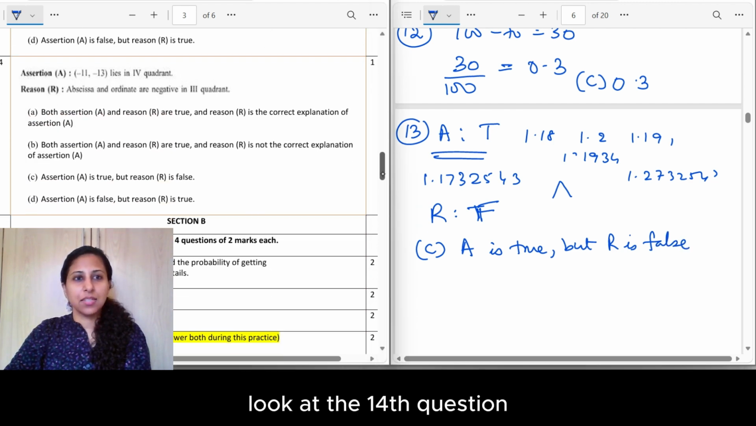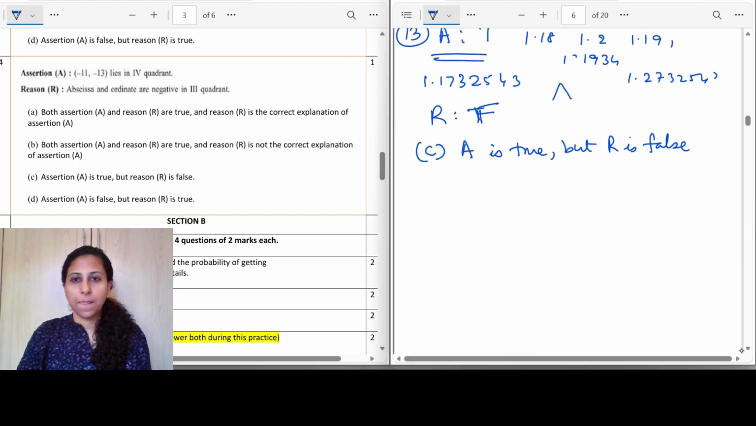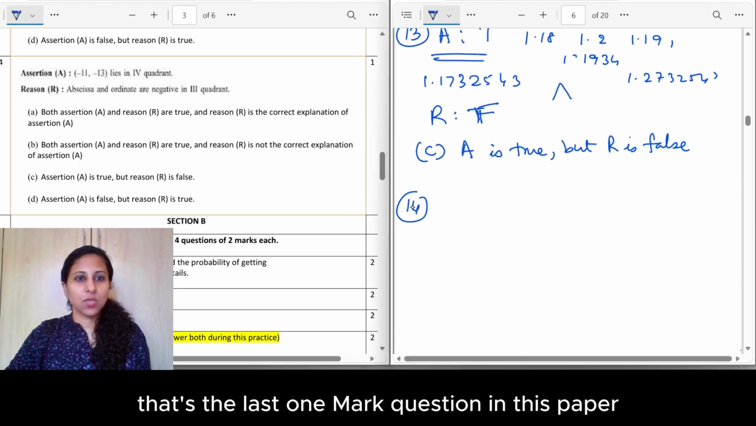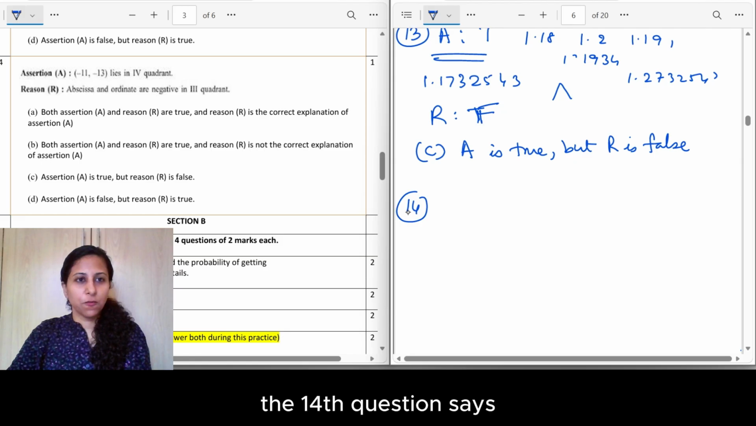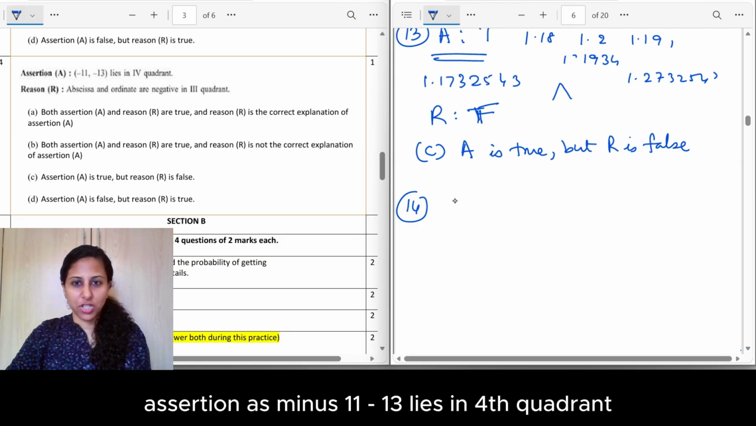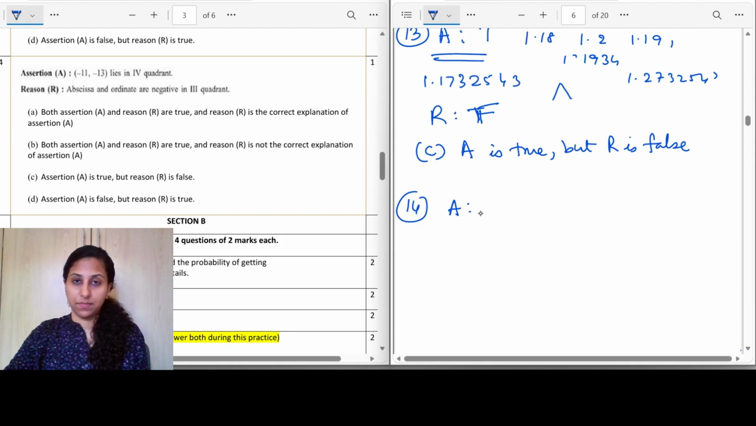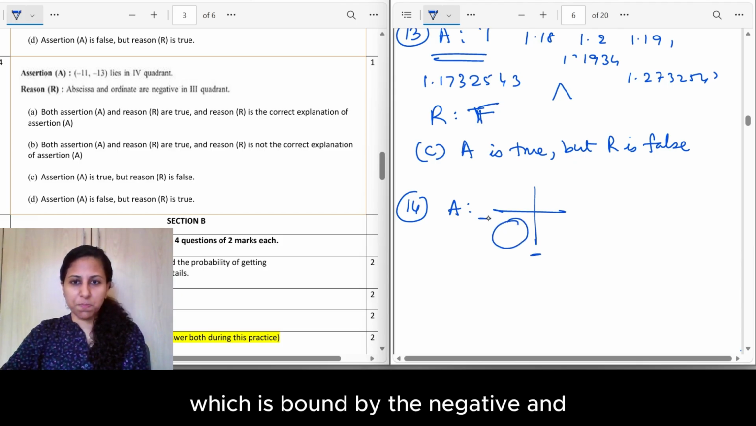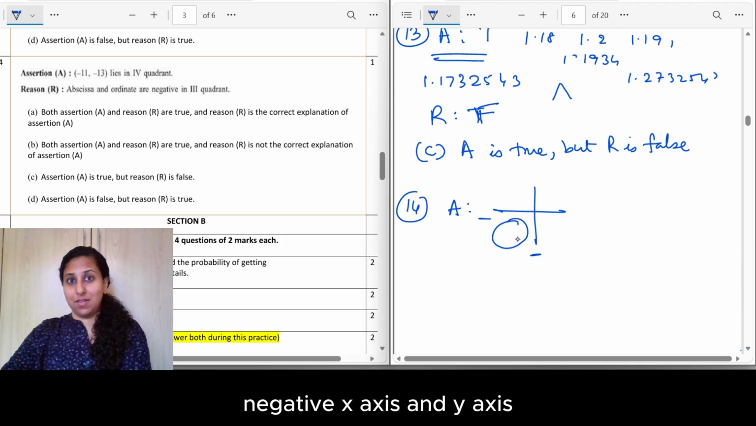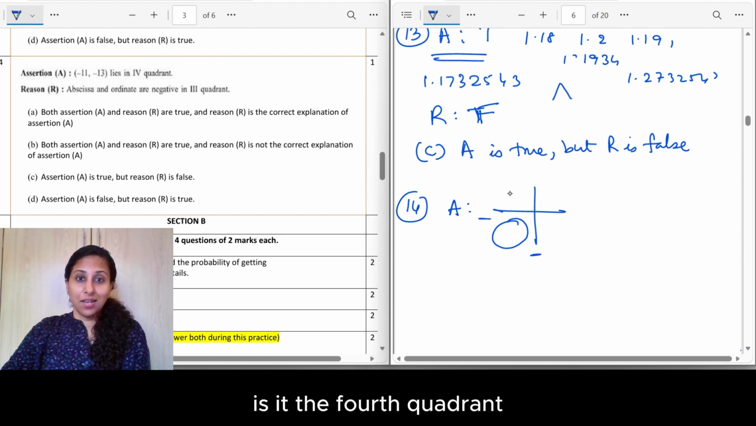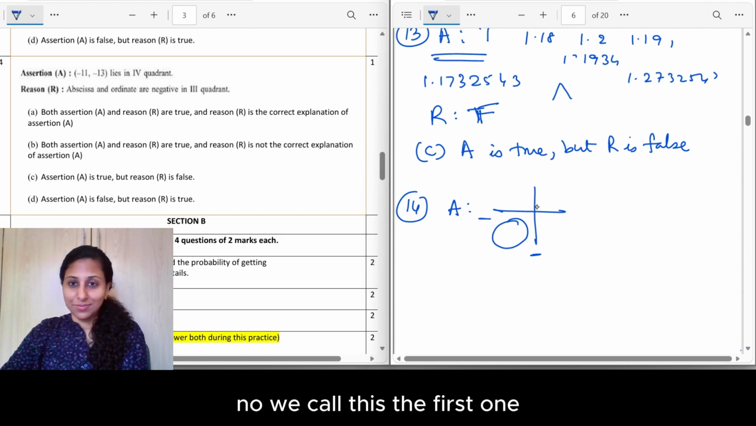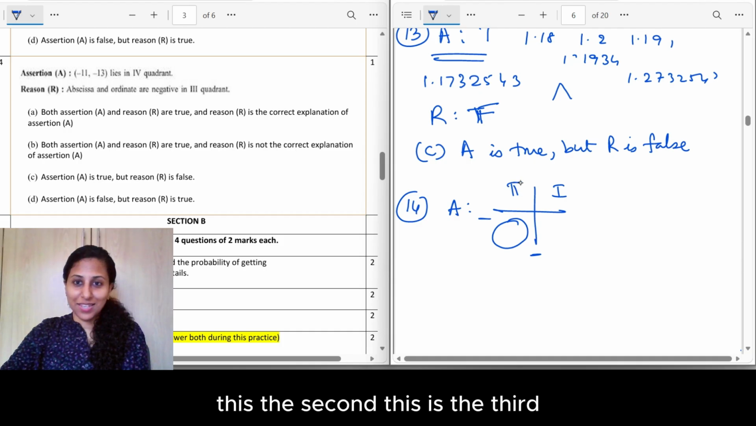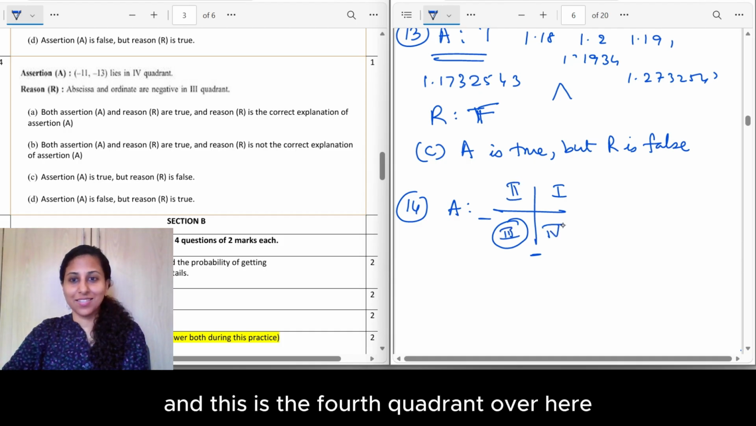Look at the 14th question. That's the last 1 mark question in this paper. The 14th question says assertion as (-11, -13) lies in fourth quadrant. Both negative. Is it possible? So if I have negative x-axis, negative y-axis, this quadrant, which is bound by the negative x-axis and negative y-axis, is it the fourth quadrant? No. We call this the first one, this the second, this is the third, and this is the fourth quadrant.